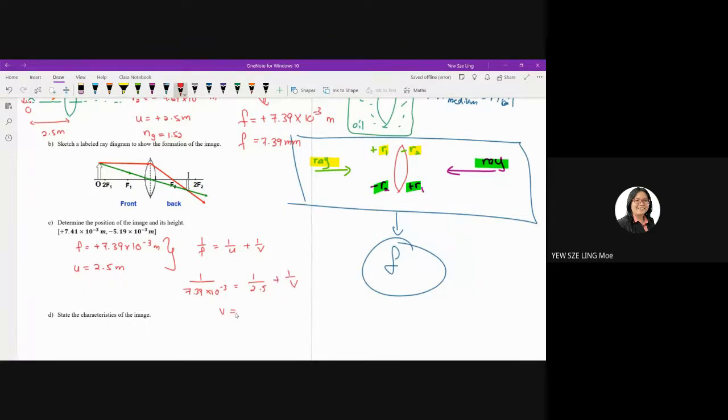So v is equal to positive 7.41 times 10 to the power of negative 3 meter. Now again, you have a positive value, which means you have a real image, and therefore the image is located at the back of the lens.